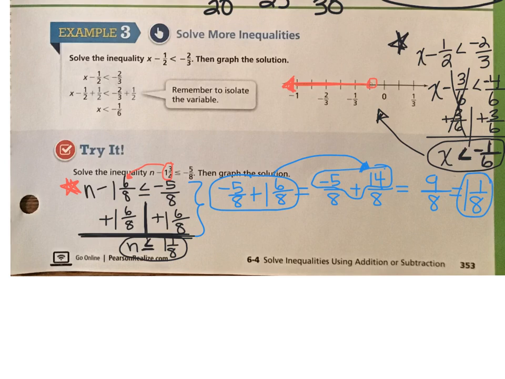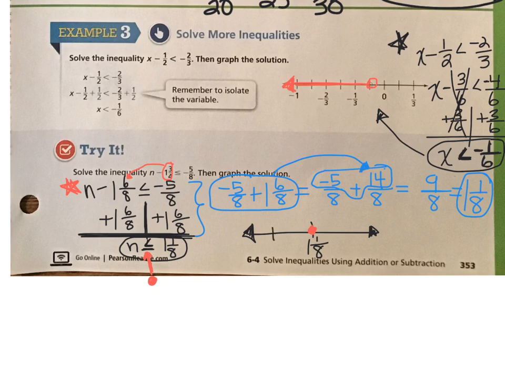Now we're going to go ahead and graph this solution. So graphing this solution means put the 1 1/8 on the graph. And then decide, according to your inequality symbol, is this going to be an open circle or a closed circle? And in this case, my circle is going to be closed because you see that you have an or equal to situation. So we're going to put a solid dot on the number line.